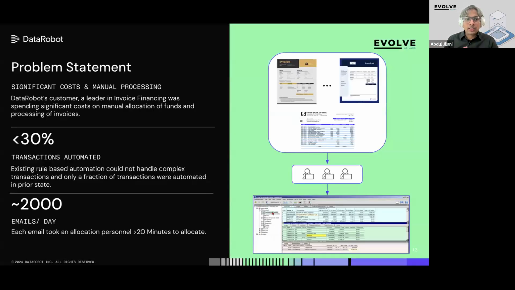Coming to the problem statement, this financier or lender was spending significant costs on manual allocation of funds and processing of invoices. They had a team of manual agents that would sit and look at the emails, invoices, and bank ledgers, and then allocate data. Just trying to put the whole process in layman's terms, you have a bunch of invoices and emails coming from the customer saying these are the invoices for which they have made a bulk payment. And then the ledgers from different banks coming in.